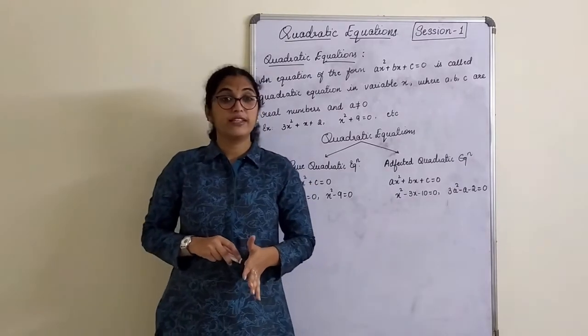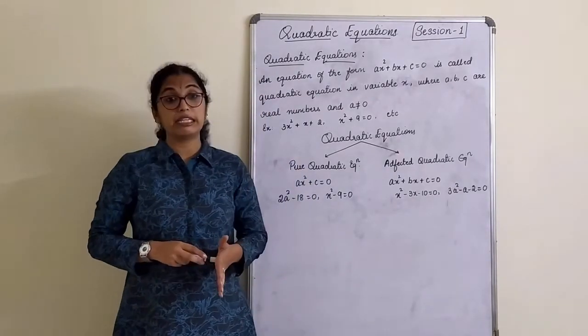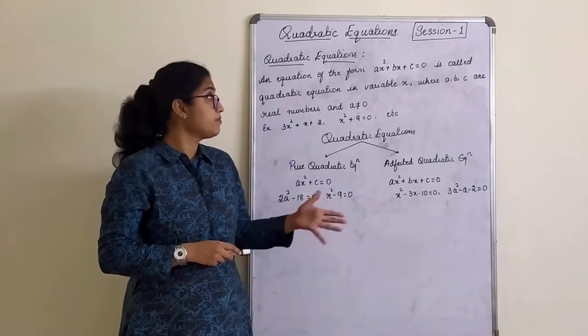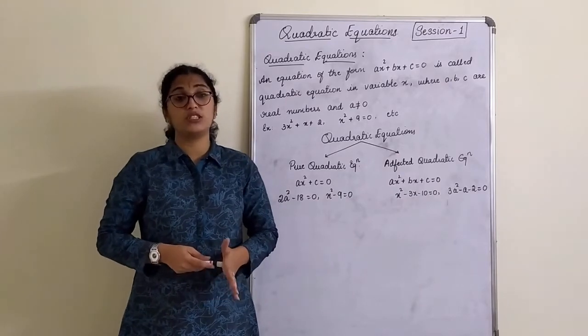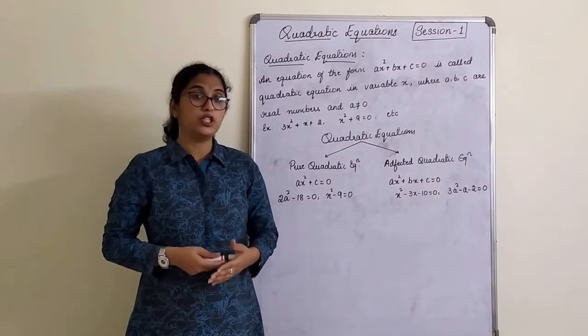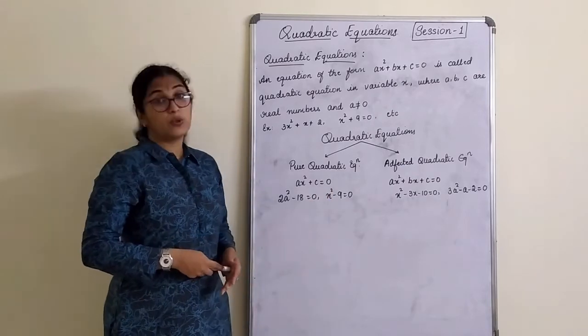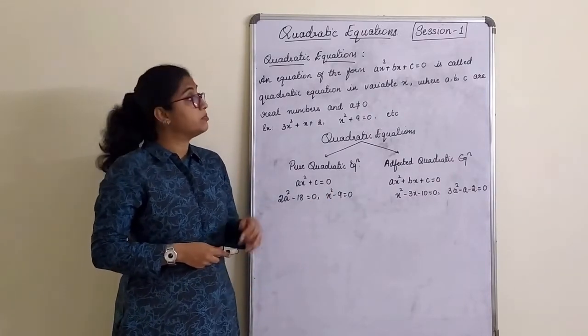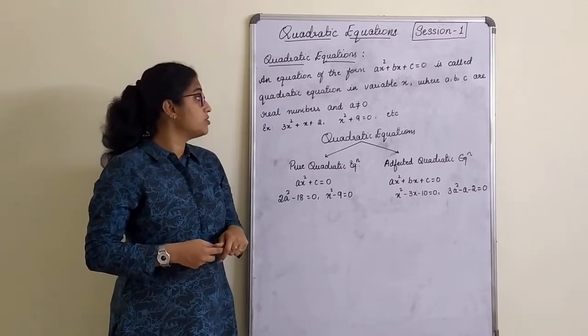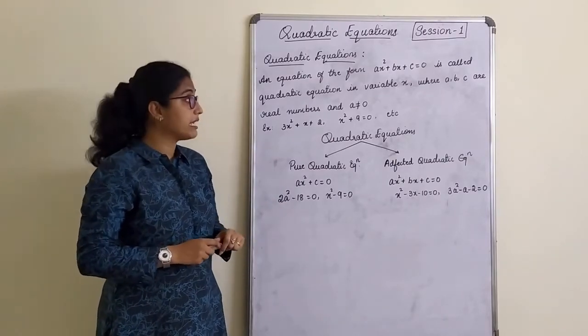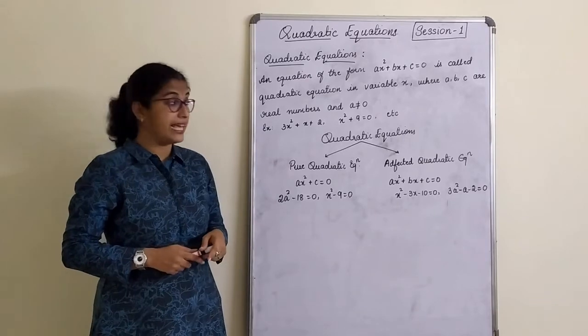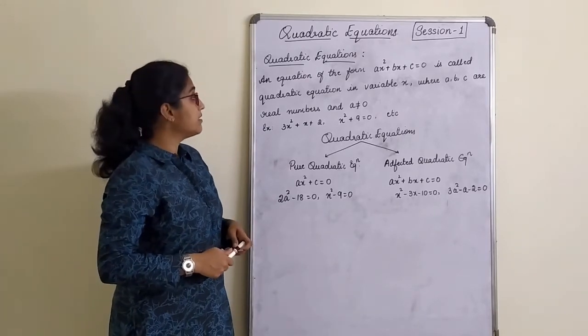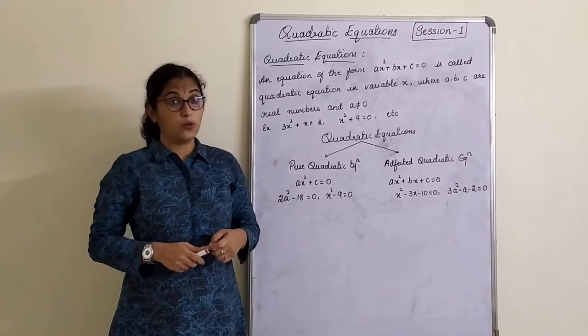Good morning. We will start with the new lesson, Quadratic Equations, Session 1. We completed in our previous session pair of linear equations in two variables. So what is a quadratic equation? An equation of the form ax square plus bx plus c is equal to 0 is called a quadratic equation in variable x, where a, b, c are real numbers and a not equal to 0.